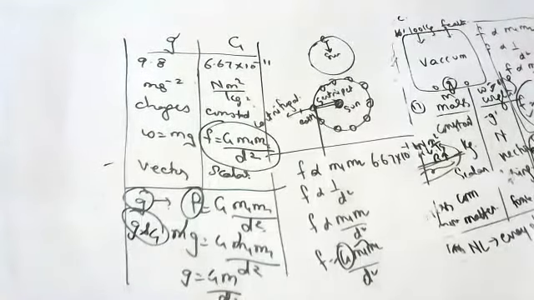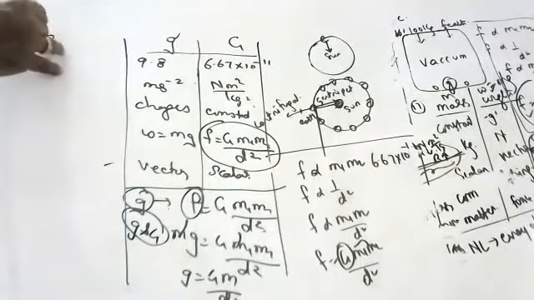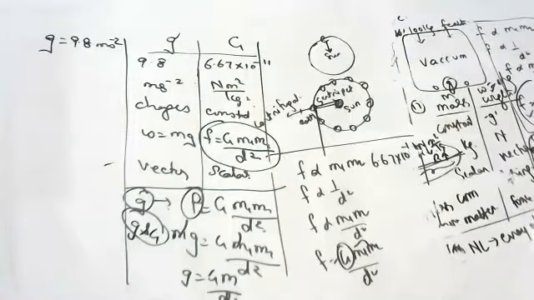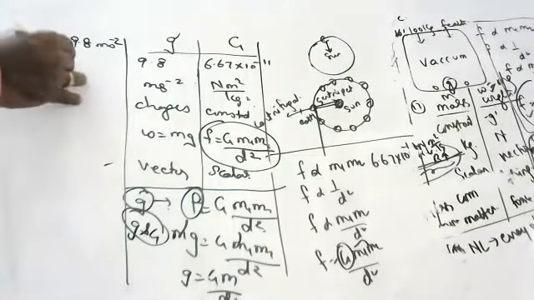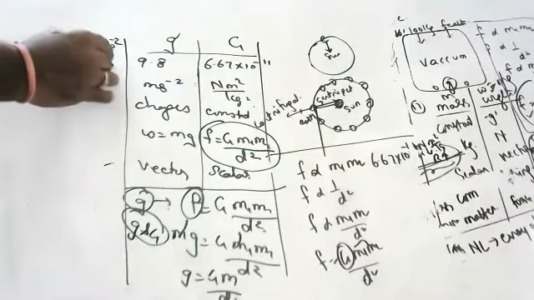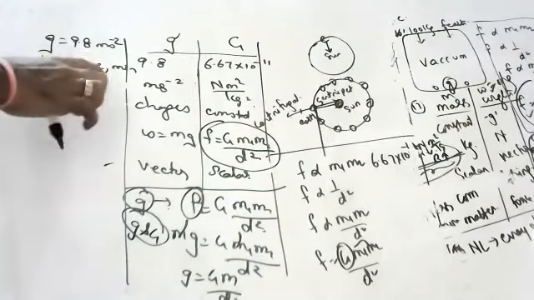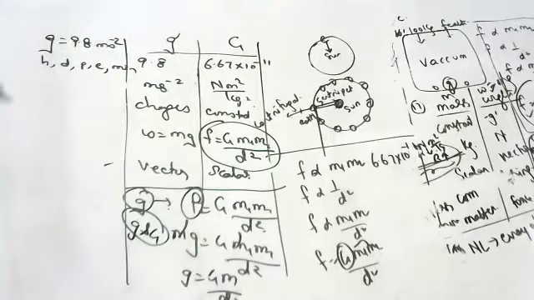What is the value of acceleration due to gravity on the earth? 9.8 meters per second square. On what factors does g depend? Height, depth, poles, equator, mineral deposits. On what factors the value of g depends? I told you.